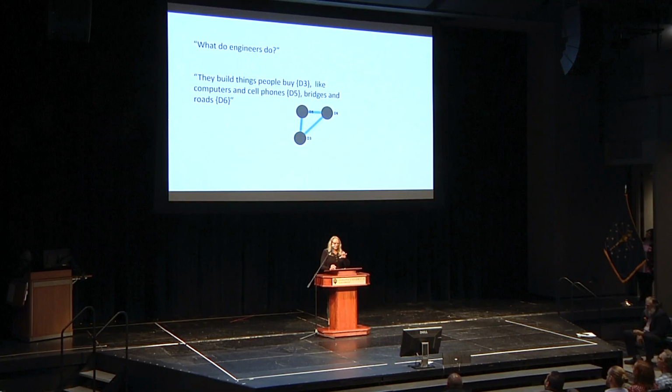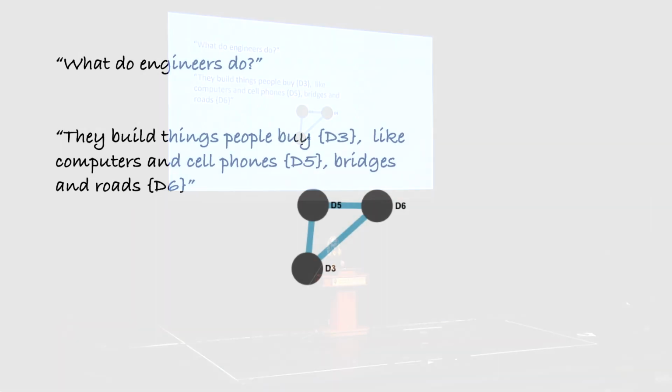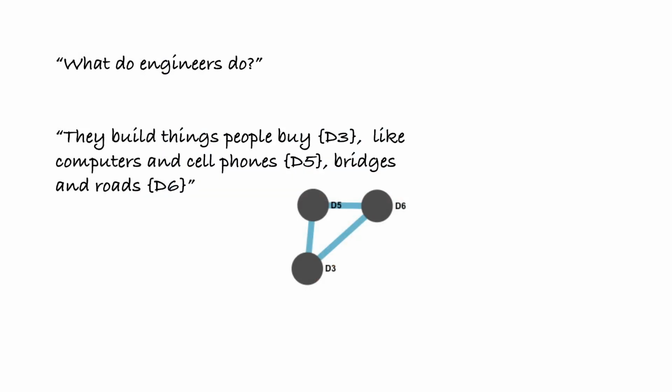So ENA looks like this. We can see here that there are 3 ideas. D3 is that people buy things. So this person said that engineers design things so that, D3, people can buy them. They buy things such as D5, which is technology, cell phones and computers, and they also buy things like infrastructure, such as buildings, bridges, and roads.